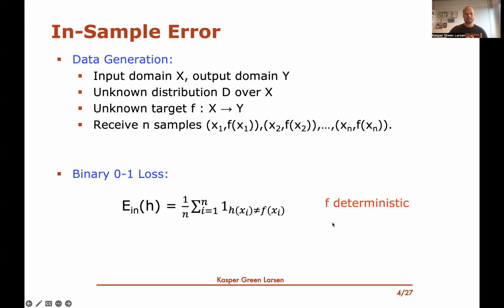Okay. So basically, we wanted to relate these two quantities such that if we minimize the in-sample error, we're also minimizing the out-of-sample error, which is the one we really care about. Right? That's the whole idea.